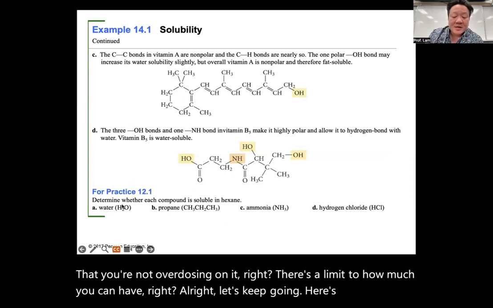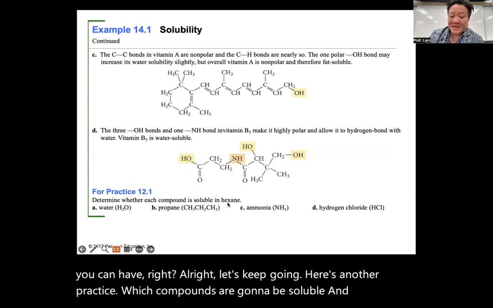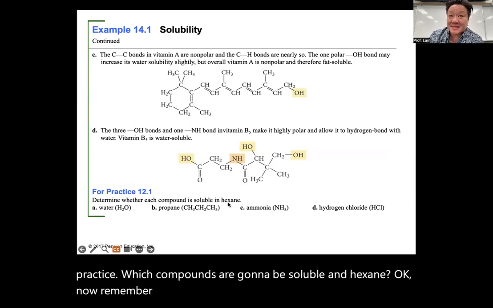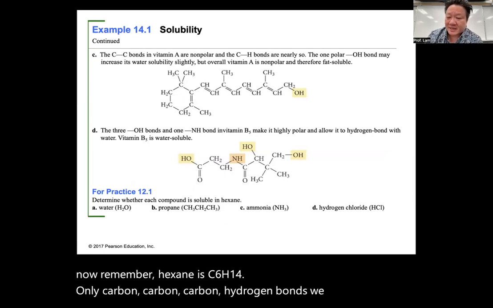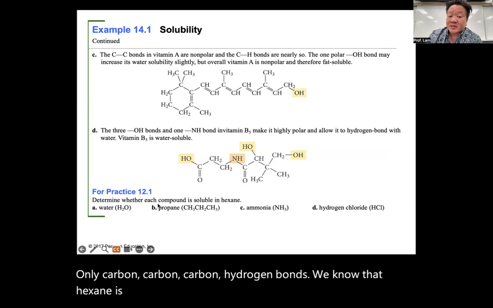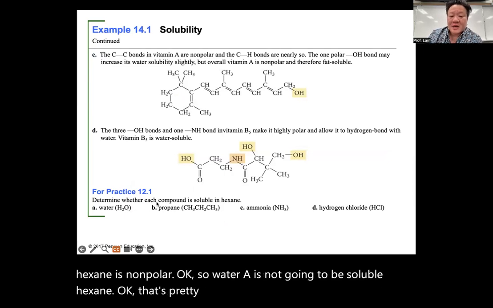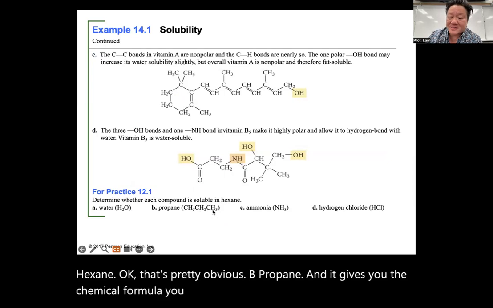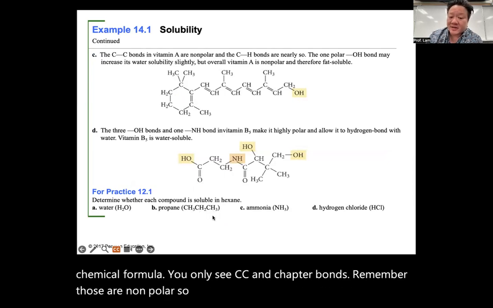Here's another practice. Which compounds are going to be soluble in hexane? Okay, now remember hexane is C6H14. Only carbon-carbon, carbon-hydrogen bonds. We know that hexane is nonpolar. Okay, so water, A, is not going to be soluble in hexane. Okay, that's pretty obvious. B, propane, and it gives you the chemical formula. You only see CC and CH bonds. Remember, those are nonpolar. So propane would certainly dissolve in hexane.